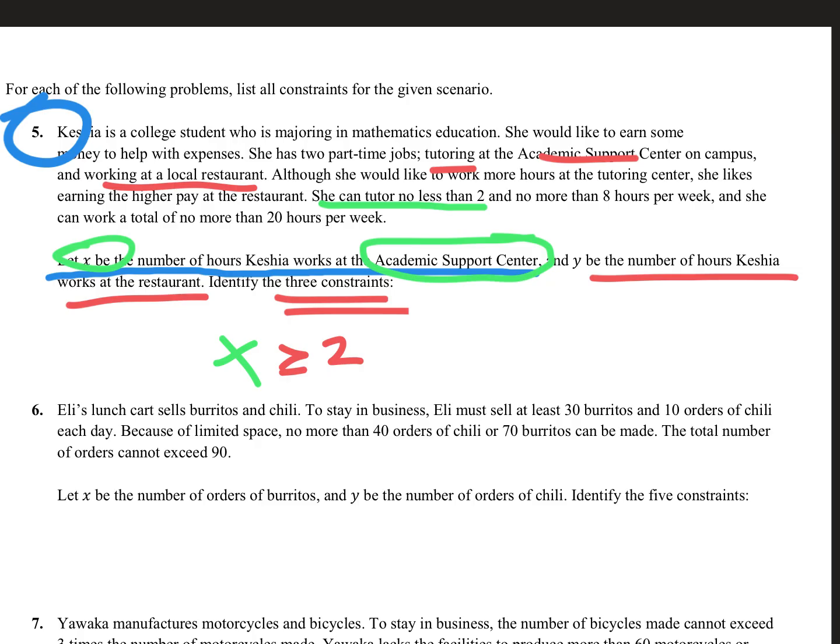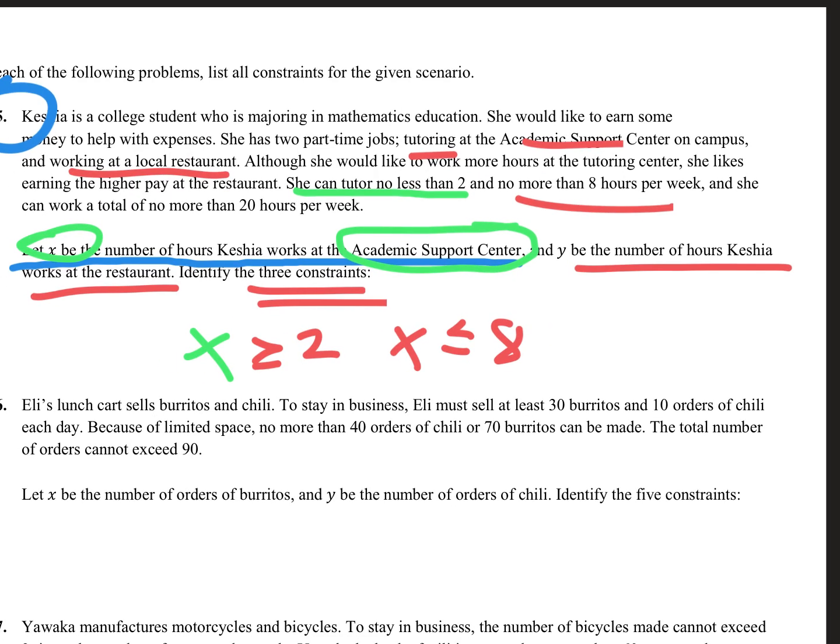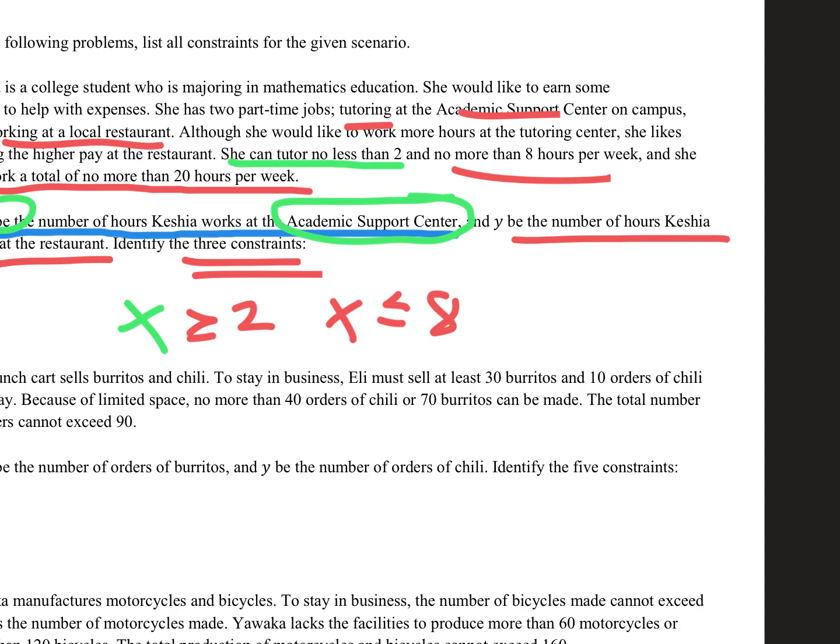There's 3 of them. Mr. Breen, give me another equation that's for this next part about no more than 8. X is less than or equal to 8. Yes. All right, that was this part. And she can work a total of no more than 20. No more than 20 means not more than, so therefore less than or equal to 20. But what adds up to that? Oh, X plus Y adds up to that.